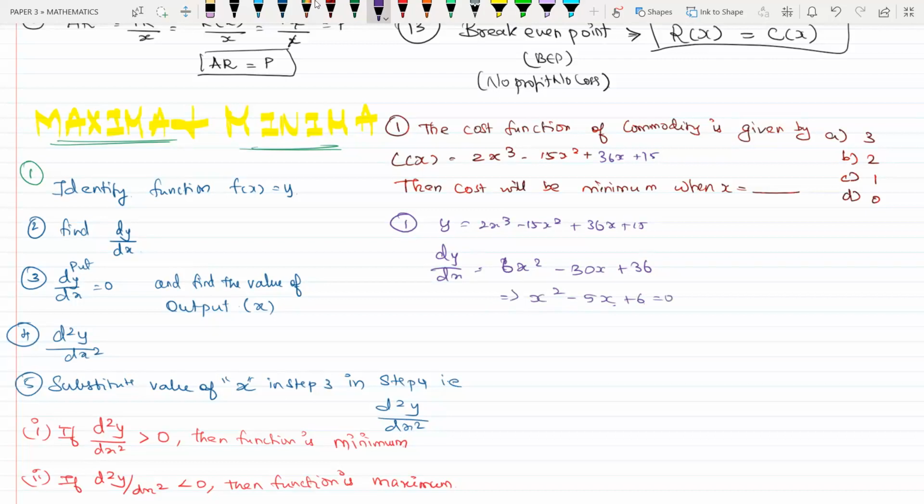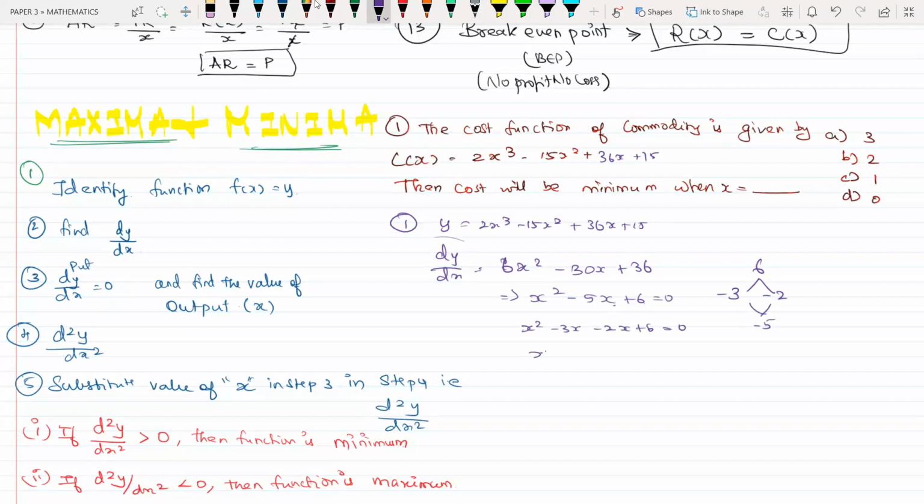x² minus 5x plus 6 is equal to 0. Then I put dy/dx equal to 0. For x² minus 5x plus 6, if I multiply, it will be 6, and if I add, it will be minus 5. So the numbers are 3 and 2, both with a minus sign. So it will be x² minus 3x minus 2x plus 6 equal to 0.